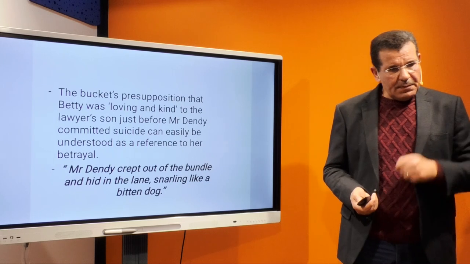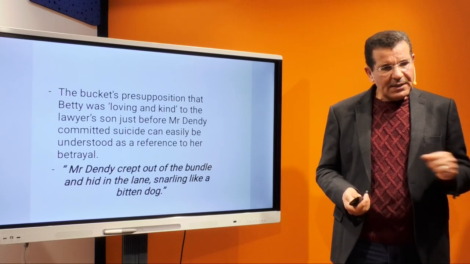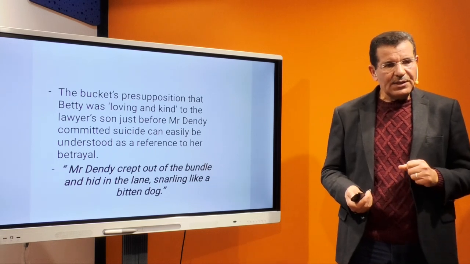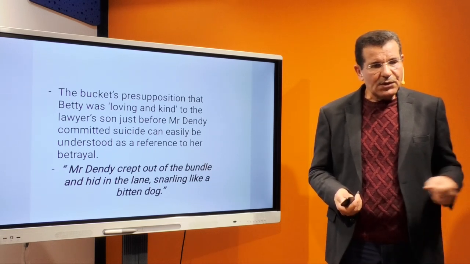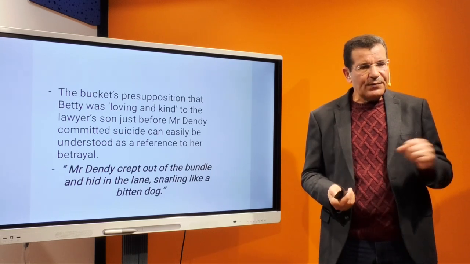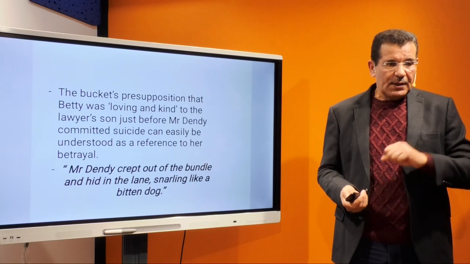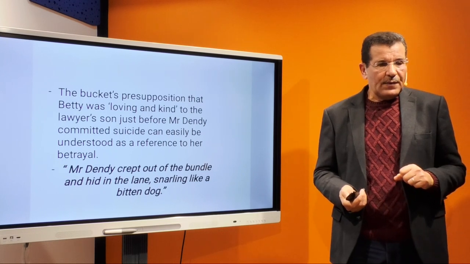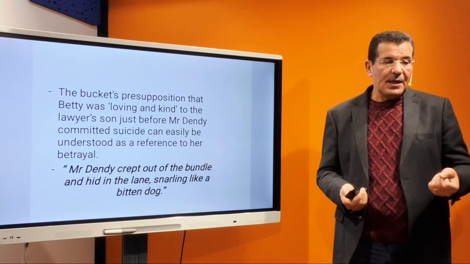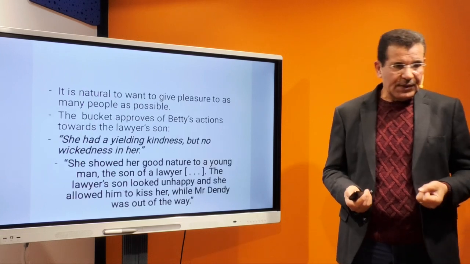And Mr. Dandy crept out of the bundle and hid in the lane, snarling like a beaten dog. So the bucket's proposition here, that Betty was loving and kind to Dolores just before Mr. Dandy commits suicide, can easily be understood as a reference to her betrayal. We have an animal image here. A snarling dog shows Mr. Dandy's anger in discovering the truth about his wife.